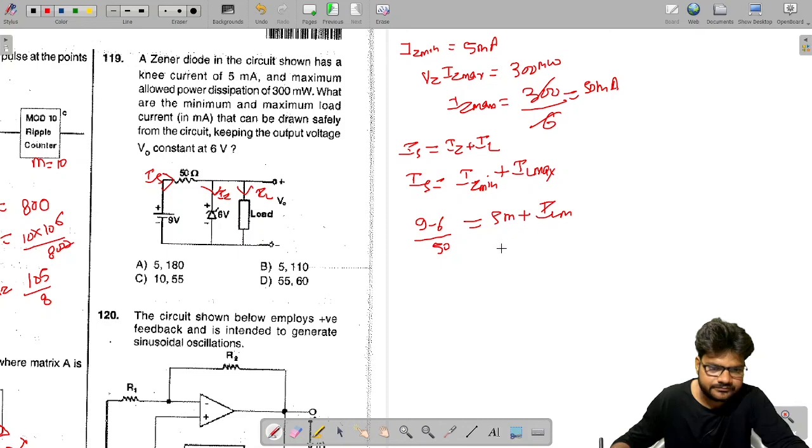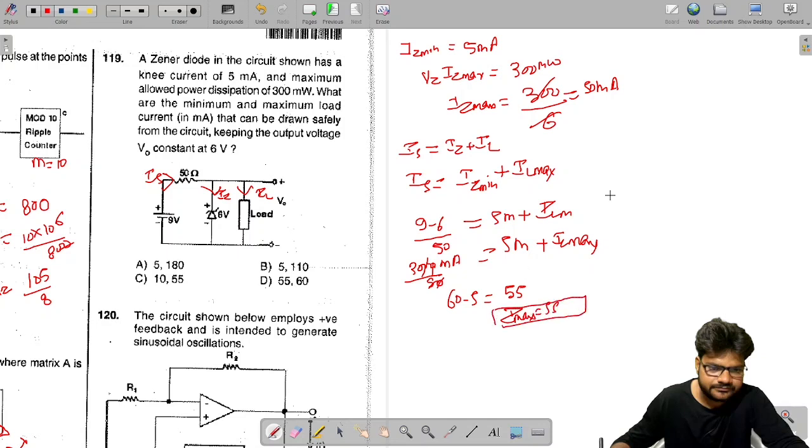From here we can find IL maximum. We have to find IL minimum and maximum current in milliampere. So 5 milli plus IL maximum equals 9 minus 6, which is 3, so 3000 to write it in milliampere, divided by 50. So this is going to be 60. So 60 minus 5 equals 55. So IL maximum is going to be 55.